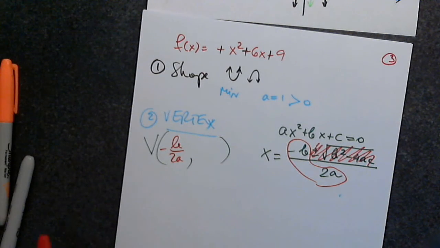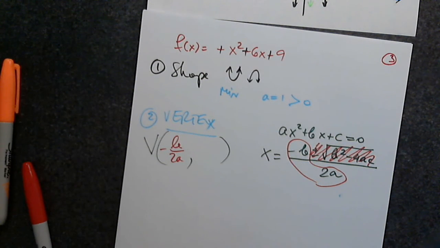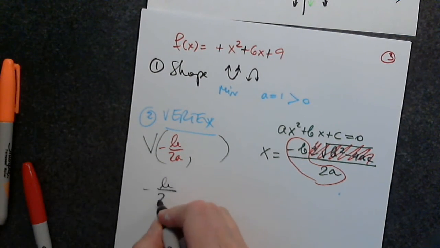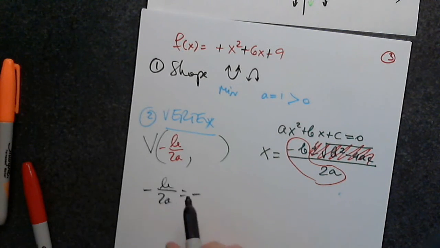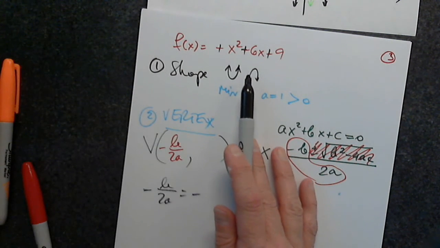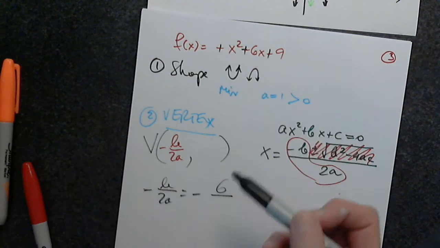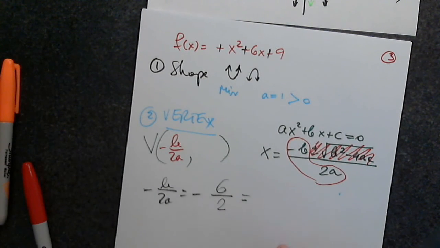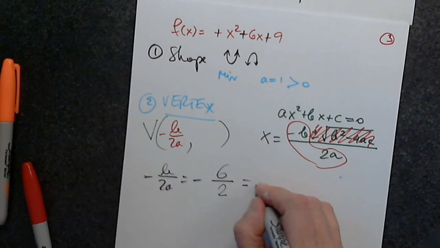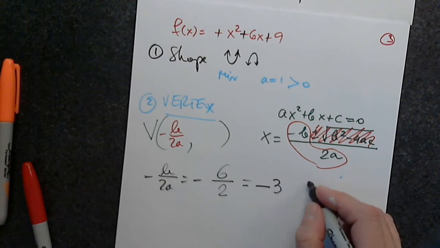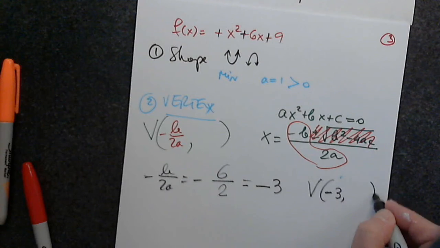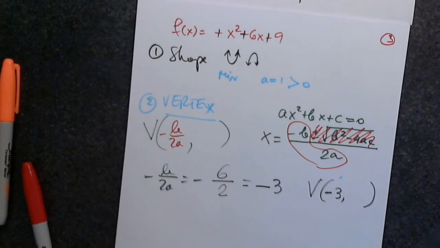Now the question is, let's find the negative b over 2a first. So negative b over 2a, negative from the formula. How much is b in the problem? Perfect. 2 times a in the problem. 2. And the answer is? Very good. So the vertex has the x-coordinate negative 3.